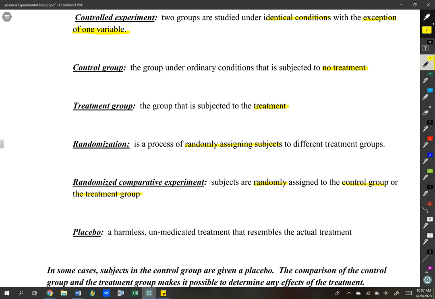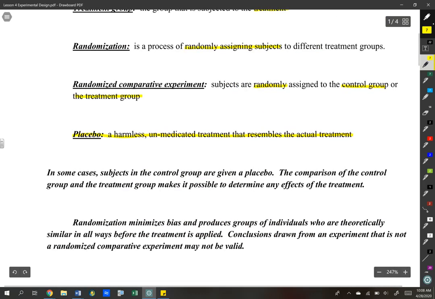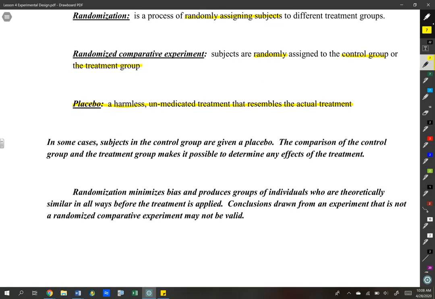And a placebo. Placebo is a harmless, unmedicated treatment that resembles the actual treatment. So you'll give someone a little pill that they think actually has medicine in it, but it doesn't. And you want to see if the person responds just mentally thinking they're getting a treatment. So that's a really cool vocabulary word. In some cases, subjects in the control group are given a placebo. The comparison of the control group and the treatment group makes it possible to determine any effects of the actual treatment.